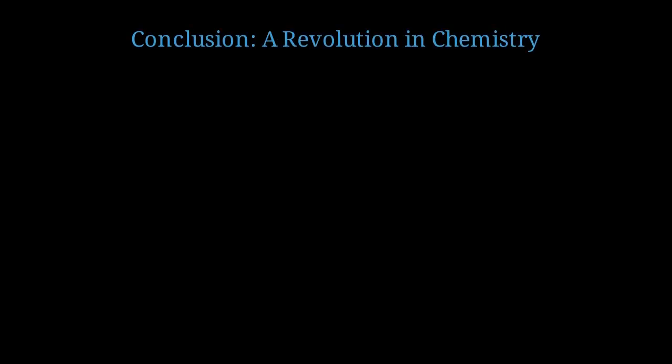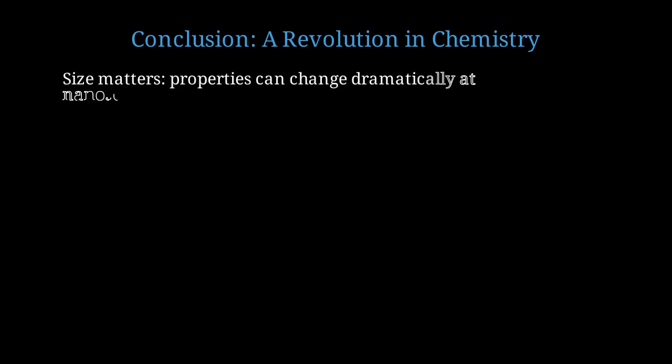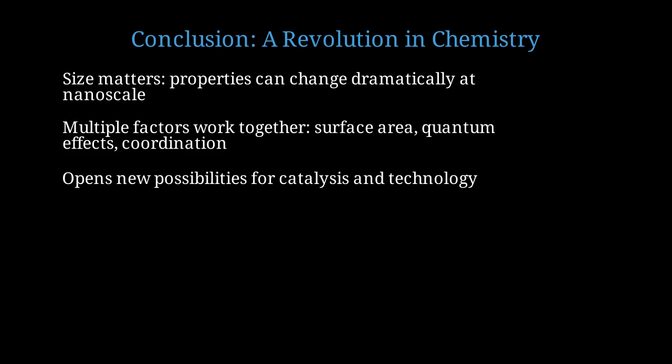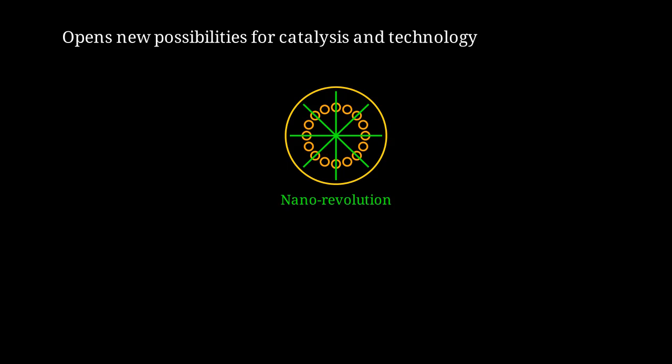Gold nanoparticles represent a revolution in our understanding of materials chemistry. We've learned that size fundamentally matters. The same material can behave completely differently at the nanoscale. This transformation results from multiple factors working together: increased surface area, quantum confinement, reduced coordination numbers, and electronic structure changes. Understanding these principles opens up new possibilities for designing better catalysts, more efficient fuel cells, and cleaner environmental technologies. The nanoscale revolution transforms inert materials into powerful reactive agents, showcasing nature's elegant way of changing rules at different scales.